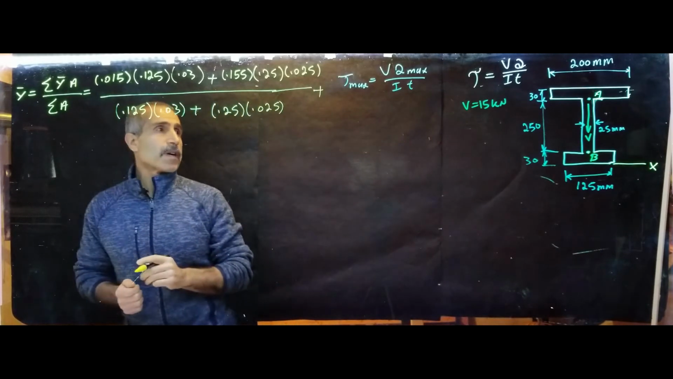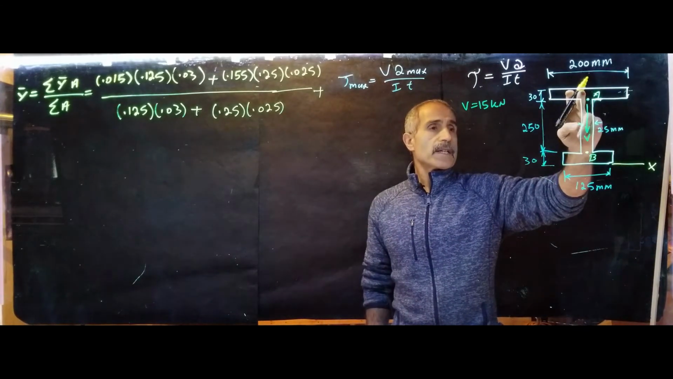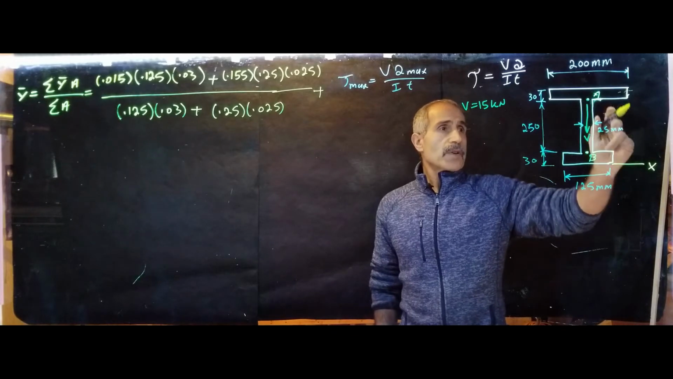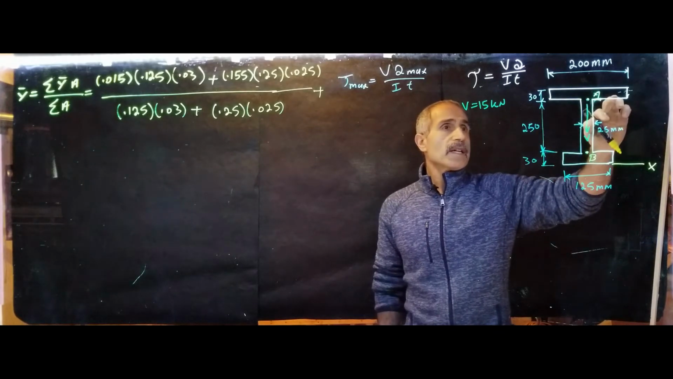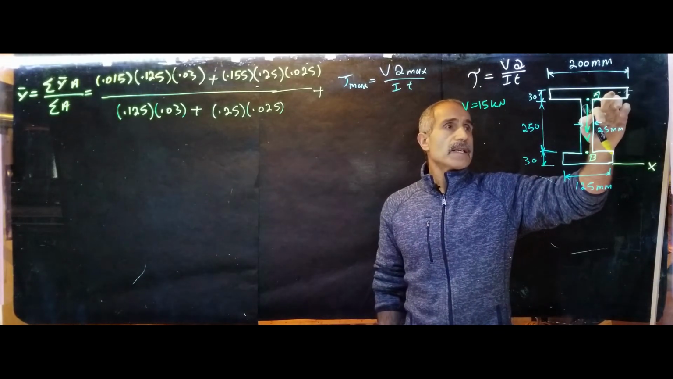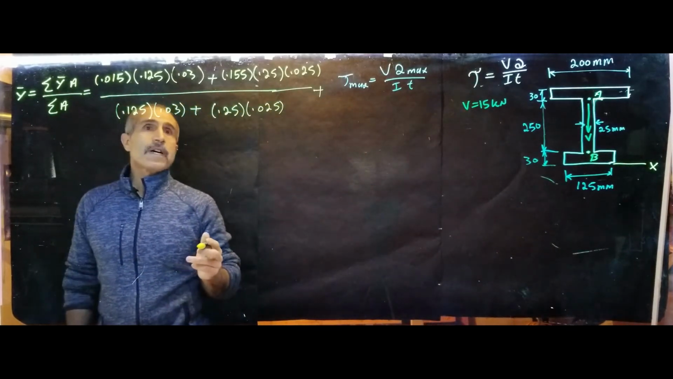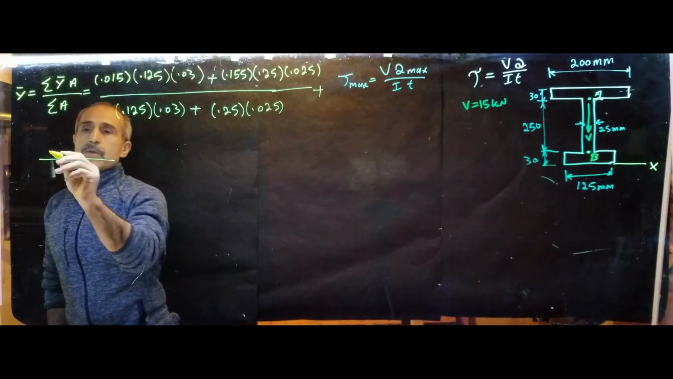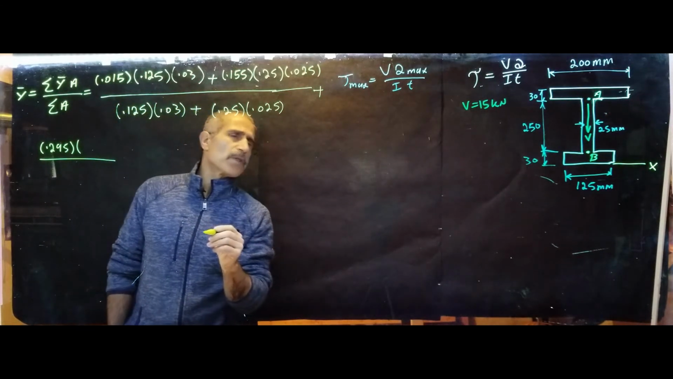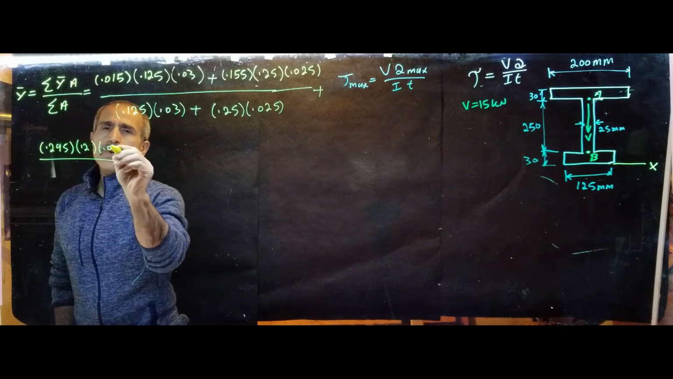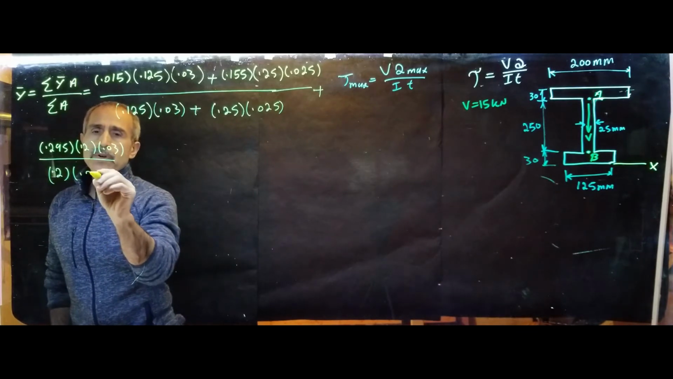Plus, we have one more shape left, and that's on the top. The center of this shape is right here, so how far is it from here? If you go from bottom to top, 30, 60, 250 is 310. 310, come back down 15, so it'll be 295. So it will be 0.295 times the area, which is 200 by 30, 0.2 times 0.03. Divided by the area, which is 0.2 times 0.03.